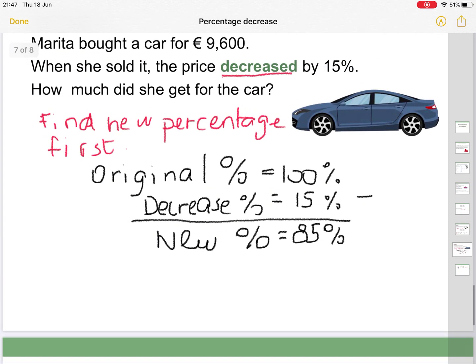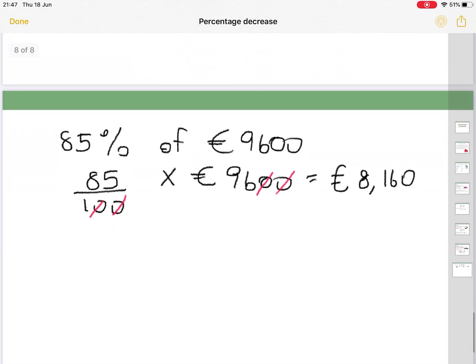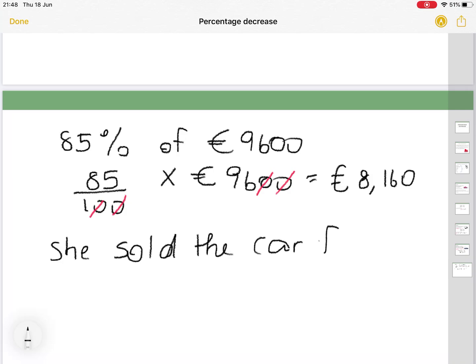So she sold the car for 8,160 euro. The price of the car decreased because there is a percentage decrease, so it makes sense that the price of the car is lower than the original price, okay?